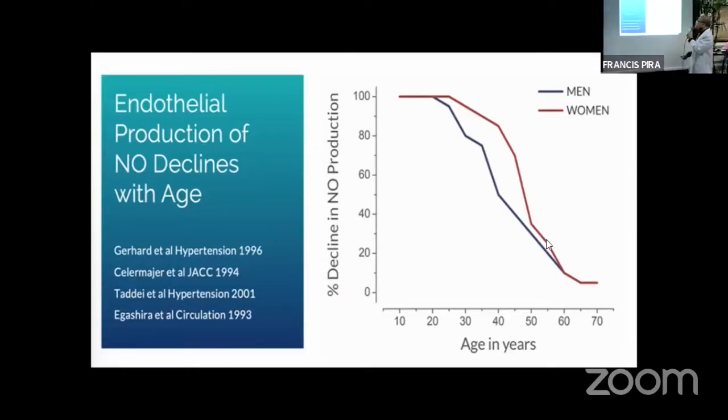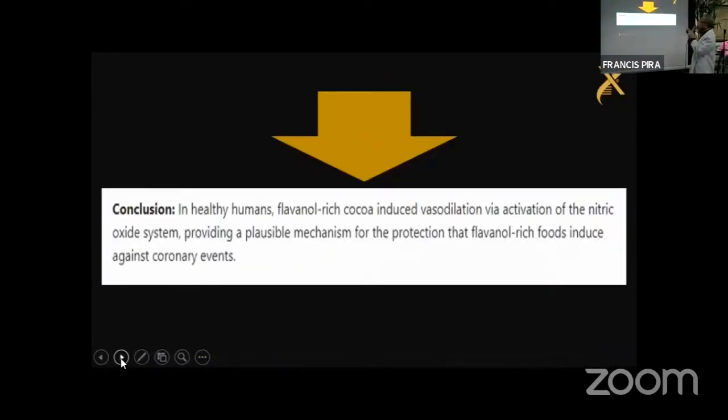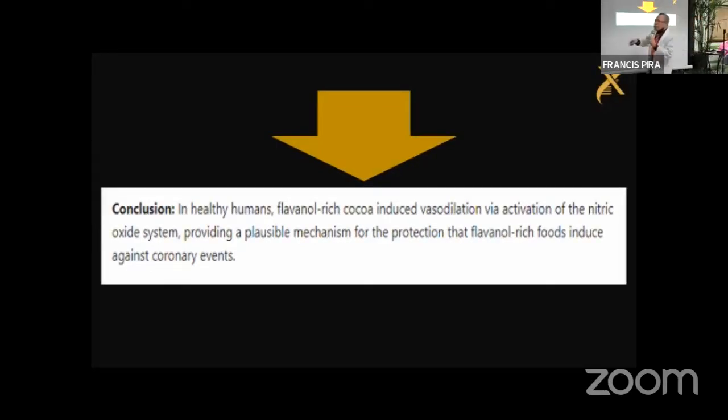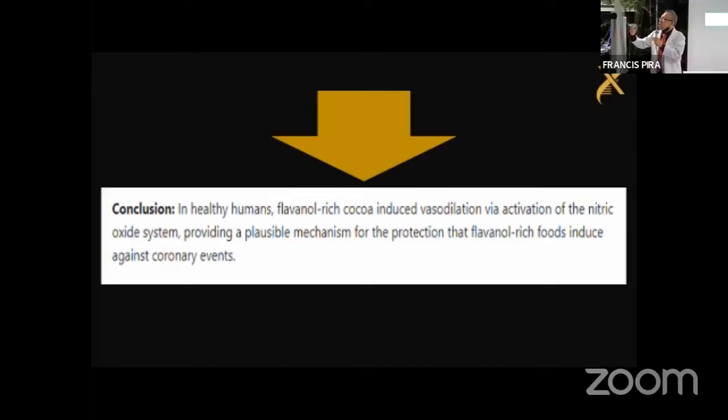Next slide, please. So the benefits of Acticoa are vasodilation and activation of the production of nitric oxide in our blood. So nitric oxide, by the way, is a gas. It's nitric oxide, NO.